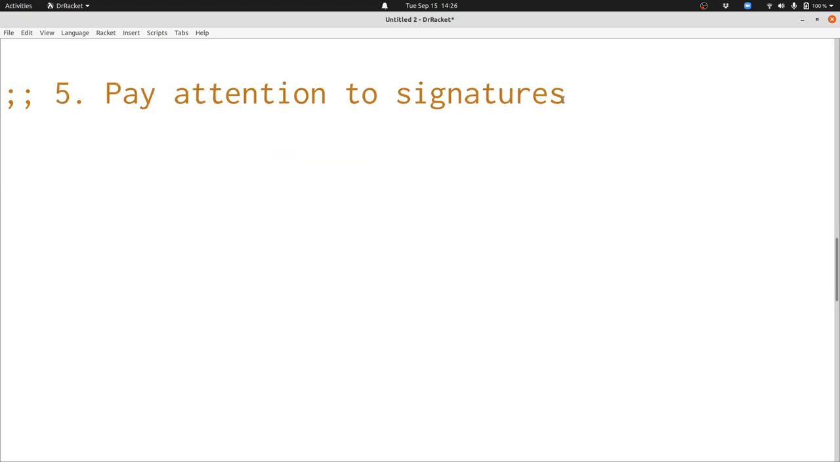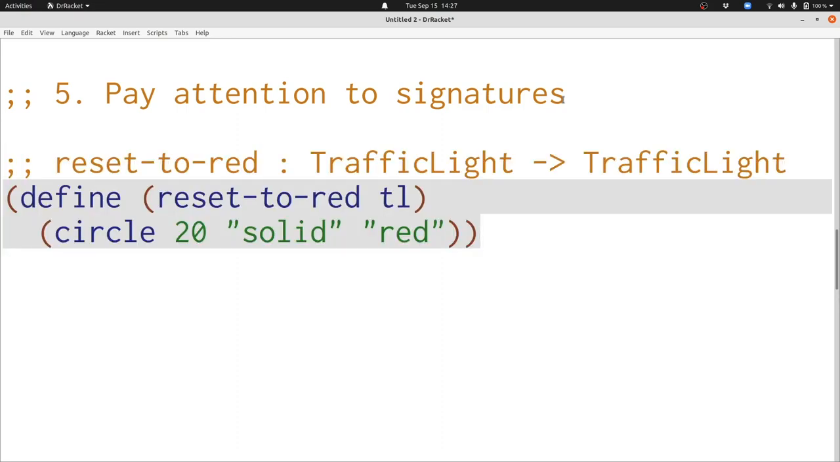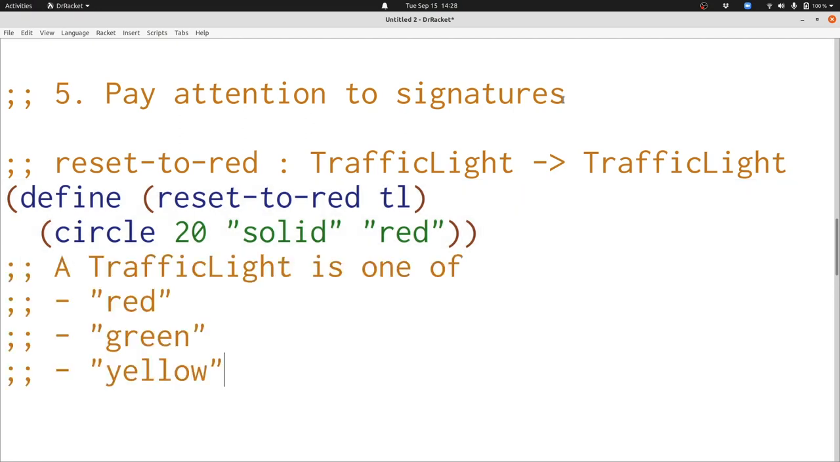Fifth problem that I see a lot of is failing to pay attention to signatures. I'll give another example from the resetToRed function. Here's a problem I saw sometimes. This function does not produce a traffic light. Instead, it produces an image. Images aren't traffic lights. If we recall the data definition for traffic light, it looks like this. All of these are strings, not images. It's really important to follow the signatures and not assume that a circle is the same as a traffic light.